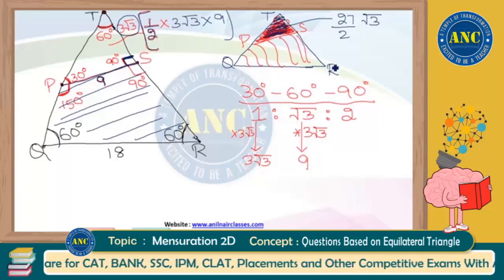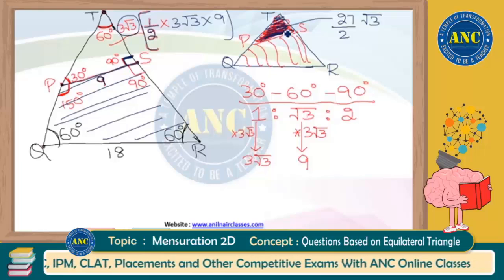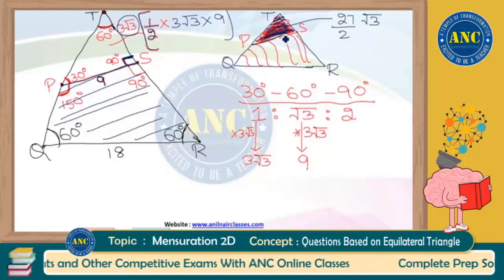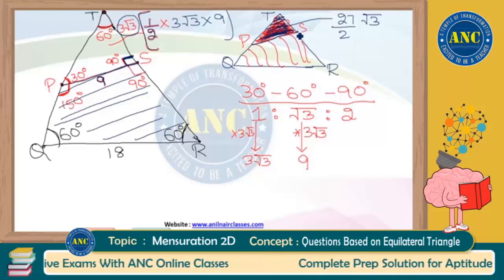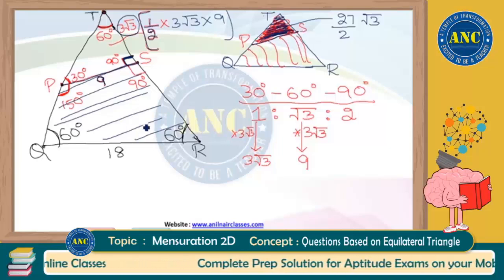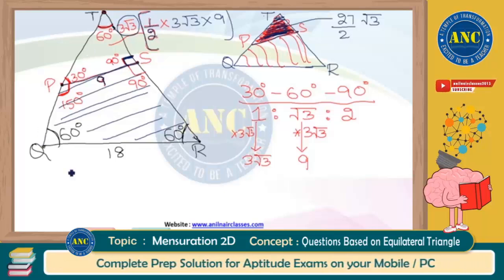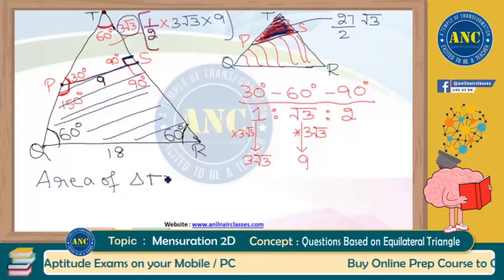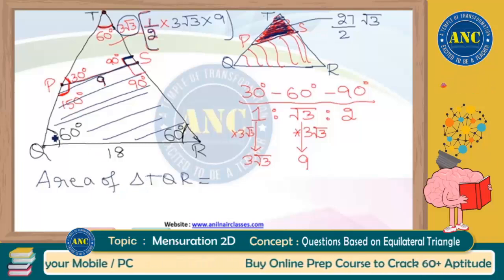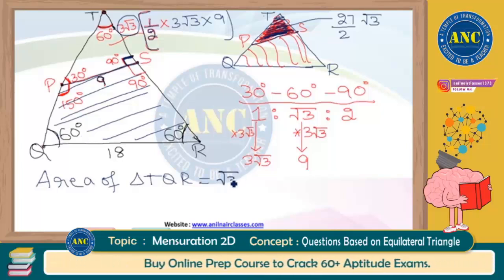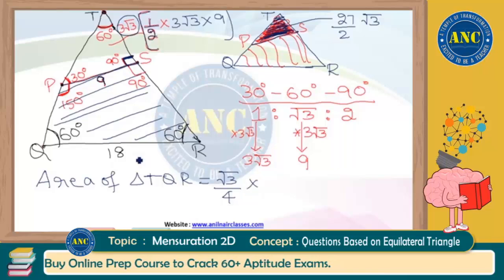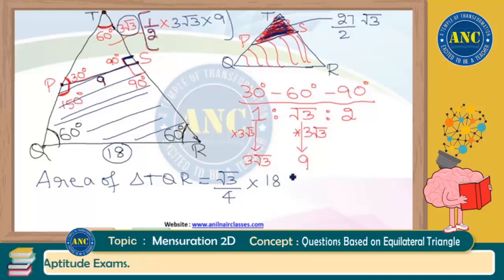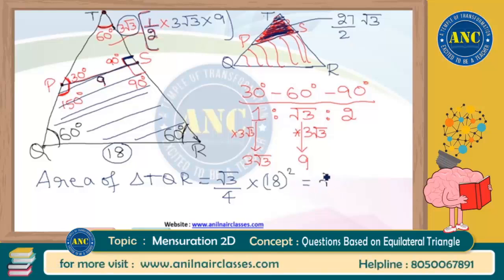From the bigger TQR, I will cut off this smaller TPS. Then I am left with only the quadrilateral PQRS, which is what is asked in the question. First of all, what is the area of the bigger triangle TQR? I found out that it's an equilateral triangle. Area of an equilateral triangle is root 3 by 4 into side square. Side is given in the question as 18. So it is root 3 by 4 into 18 square, which is root 3 by 4 into 18 into 18.